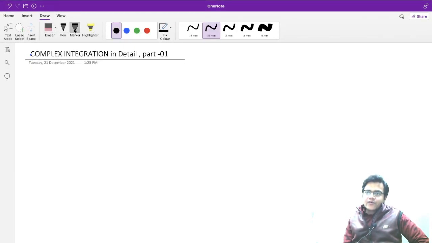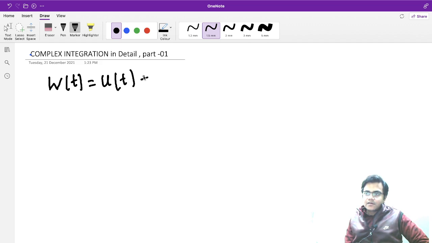Yes, and when the integration of a complex valued function comes into our mind, it means we have to integrate the function like this, isn't it? But what are the things that we are going to discuss in this lecture? Let me let you know.